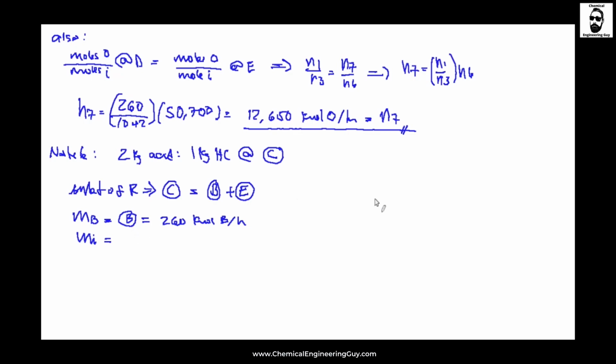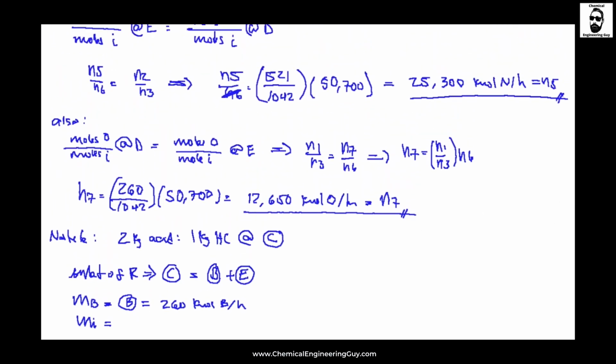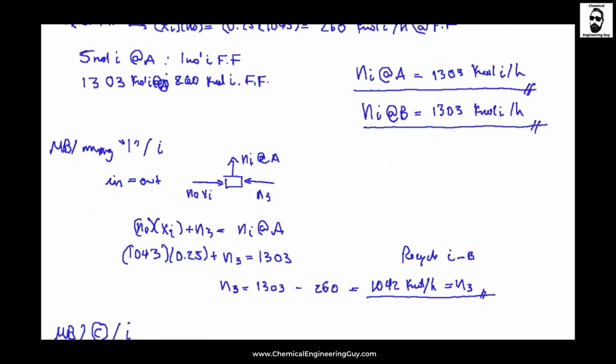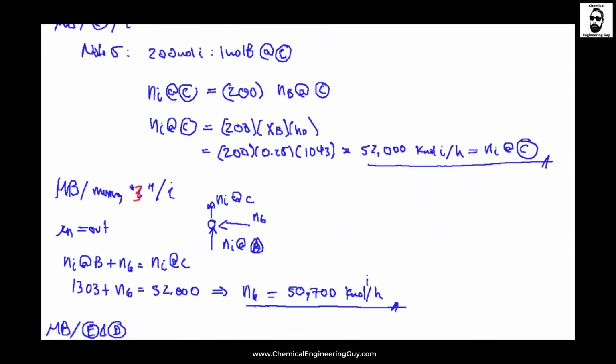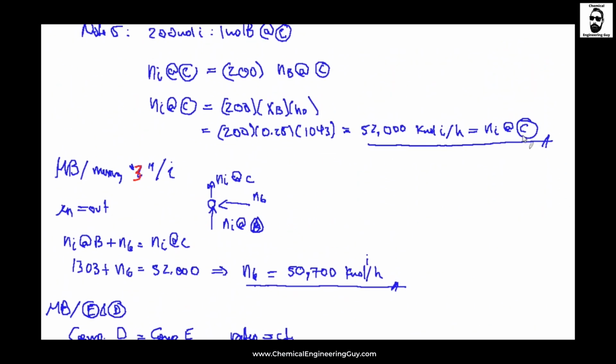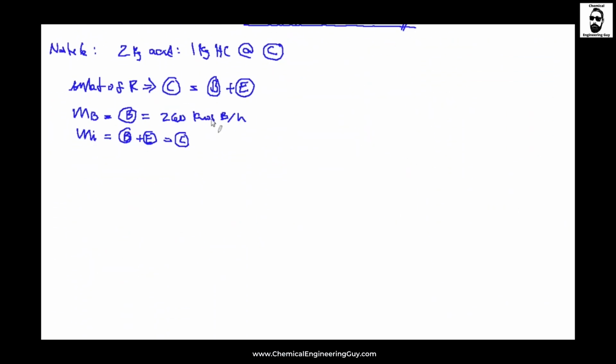Now let's do isobutane. I actually have it. It's N3, 52,000. Or I could say I'm going to add B and E, which is equal to C. I got C, so I'm not going to add twice. I got moles of isobutane at the inlet is 52,000. Let me put that: 52,000 kilomoles of isobutane per hour.